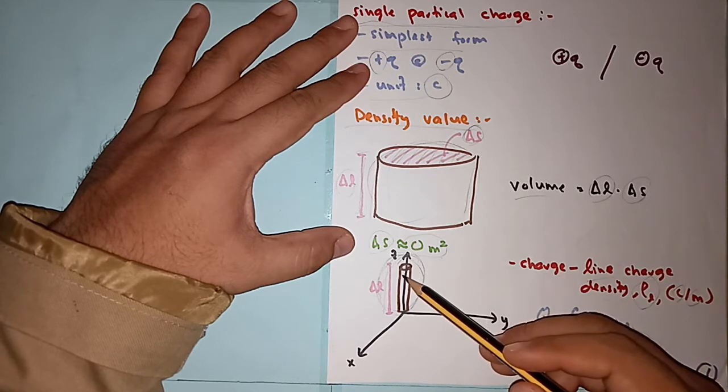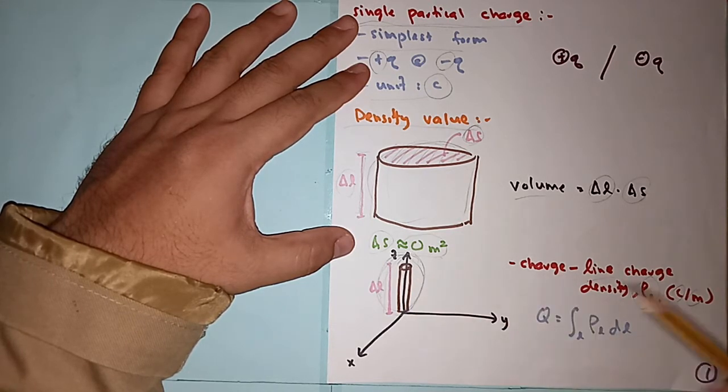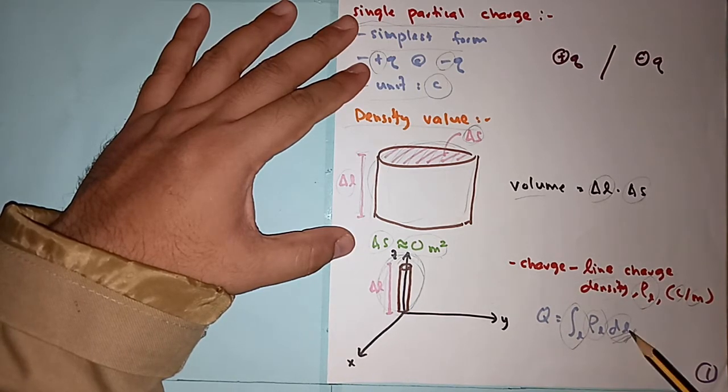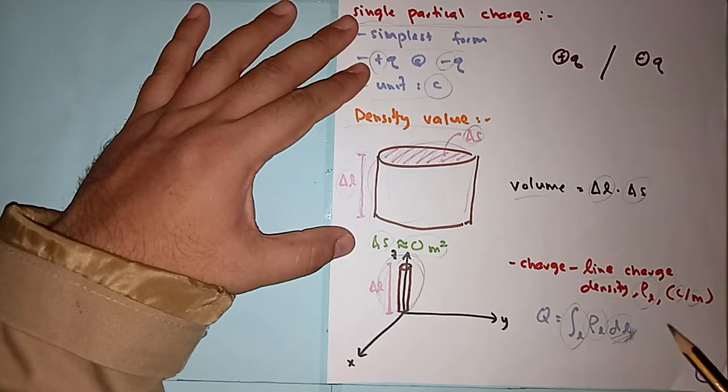In order to find the total charge existing in this particular line, we just integrate the rho L value by using line integration against dl, and the dl will be represented depending on the axis that we use.